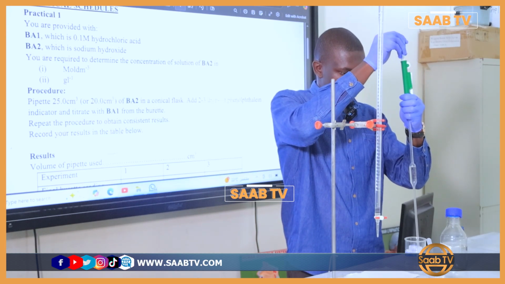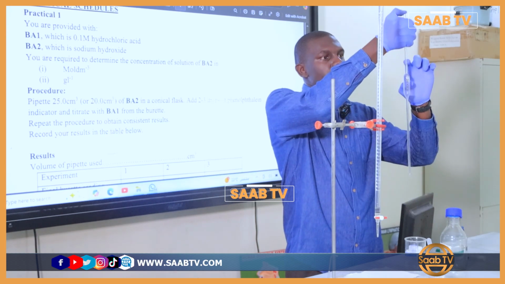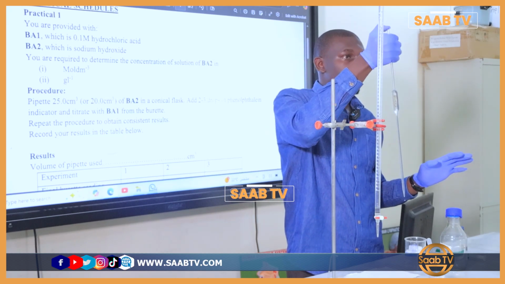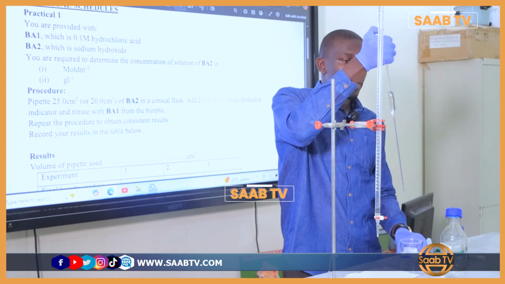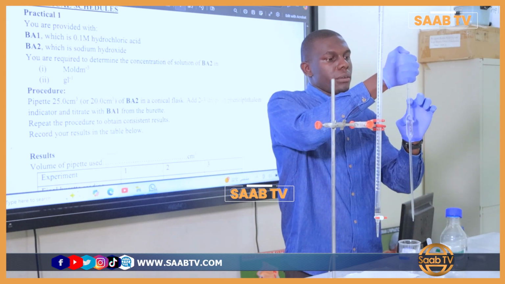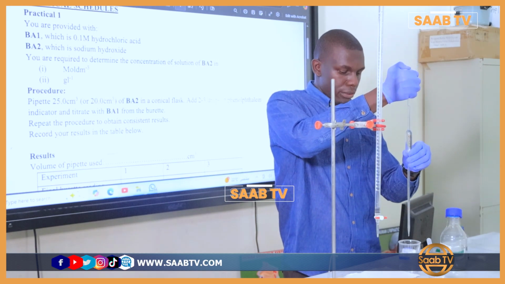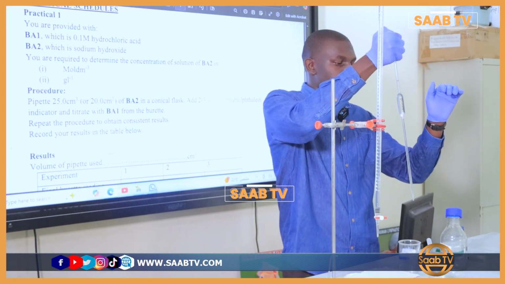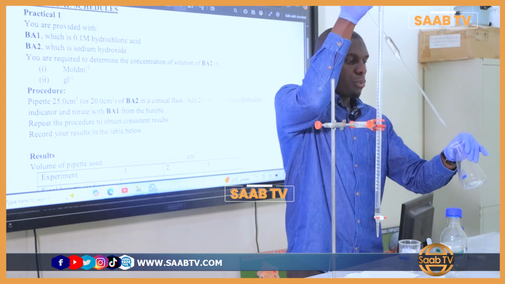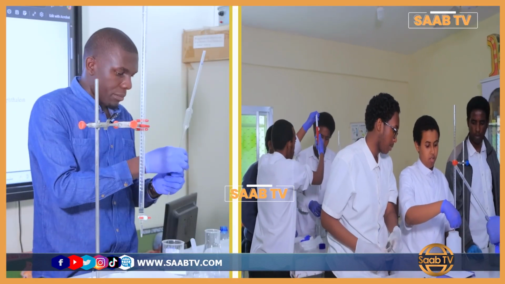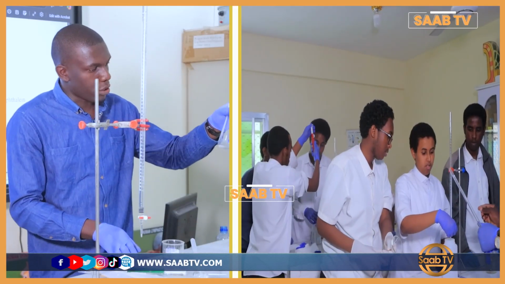So after pipetting, there is a brown ring on the pipette. That brown ring is where the 25 will stop, the solution we're using. So this is sodium hydroxide I've pipetted. I'm going to release with some little pressure until it reaches the brown ring. Just as you see the down meniscus touching the ring, you stop there, then you put it in a conical flask. So we have measured 25 of sodium hydroxide using a pipette, and we have placed it in a conical flask.